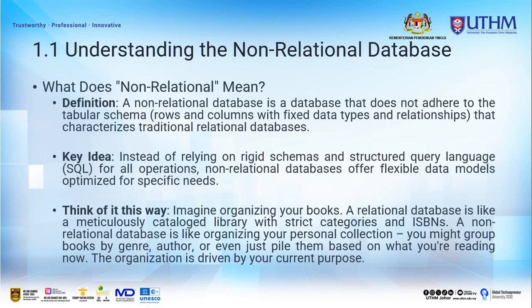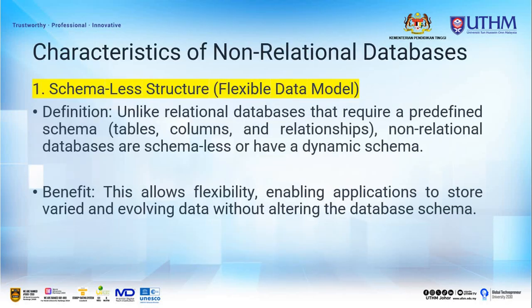This will be like your personal collection. For example, you might group the books by genre, author, or even just file them based on what you're reading now, based on the purpose that you're reading the book. So it can be anything that you want to modify according to your own preferences. That's why I say it's quite a flexible model when it comes to non-relational database.